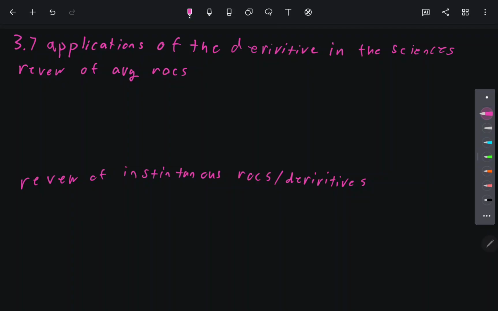You'll see applications of the derivative in all sorts of fields like physics, chemistry, business, and so much more. So what we're going to do in this video is go over some of these real-world applications of the derivative, so it's not just math on a page, but you get to see what it's used for.